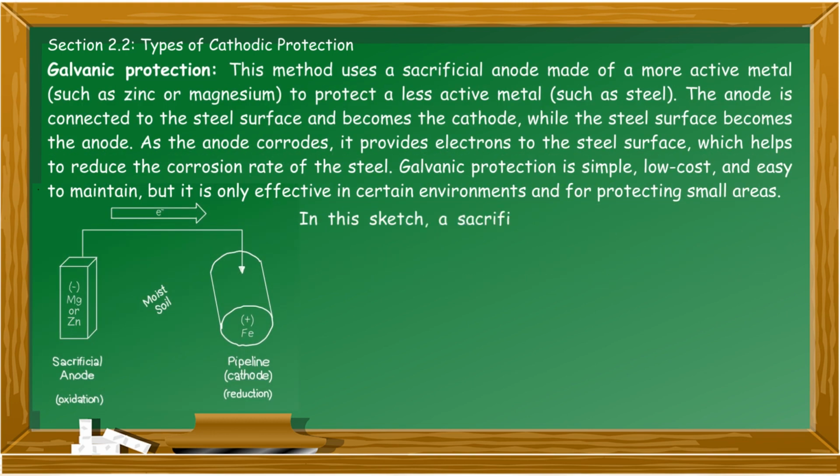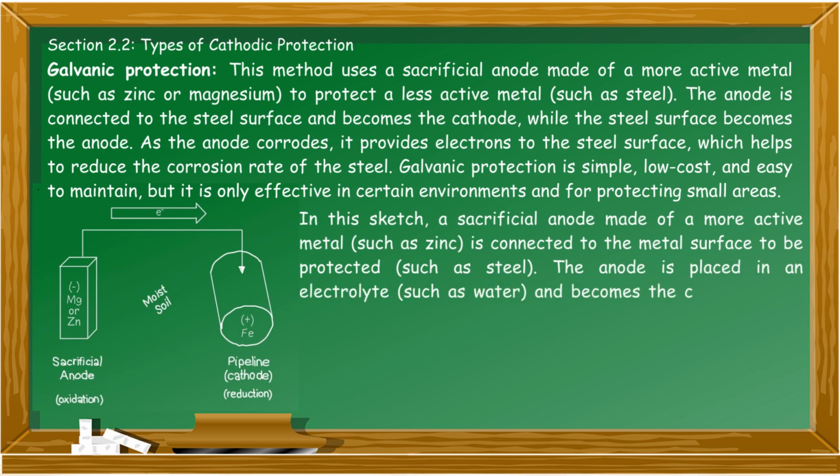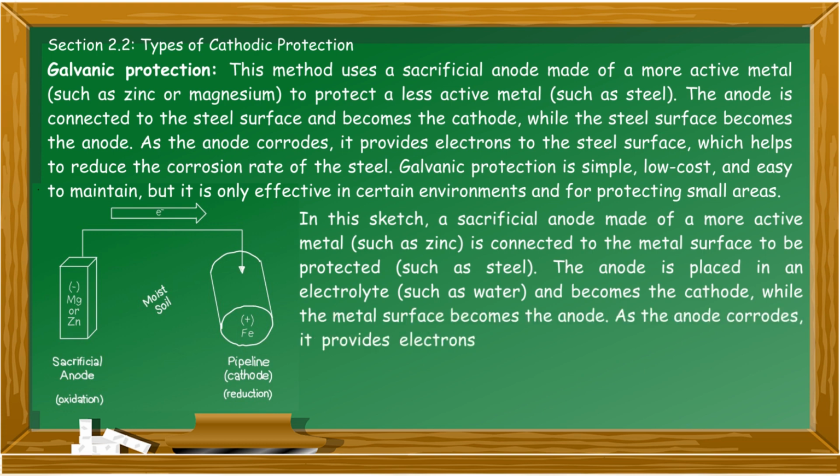In this sketch, a sacrificial anode made of a more active metal, such as zinc, is connected to the metal surface to be protected, such as steel. The anode is placed in an electrolyte, such as water, and becomes the cathode, while the metal surface becomes the anode. As the anode corrodes, it provides electrons to the metal surface, which helps to reduce the corrosion rate of the metal.